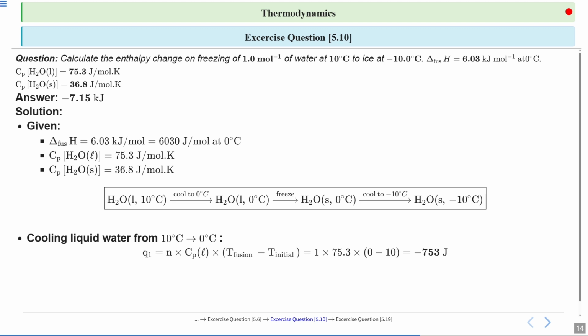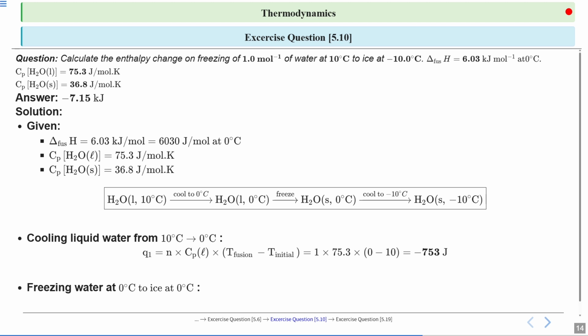Now n will be what here? It will be 1. Why am I saying it as 1? Because it is mentioned in the question. Next thing is the temperature change. So that will be 10 to 0. So 0 minus 10, which is minus 10 again. And what about the Cp? It is given in the question, 75.3. We will take the Cp for the liquid case, because we are bringing the liquid from 10 to 0. This value will be minus 753 joule.